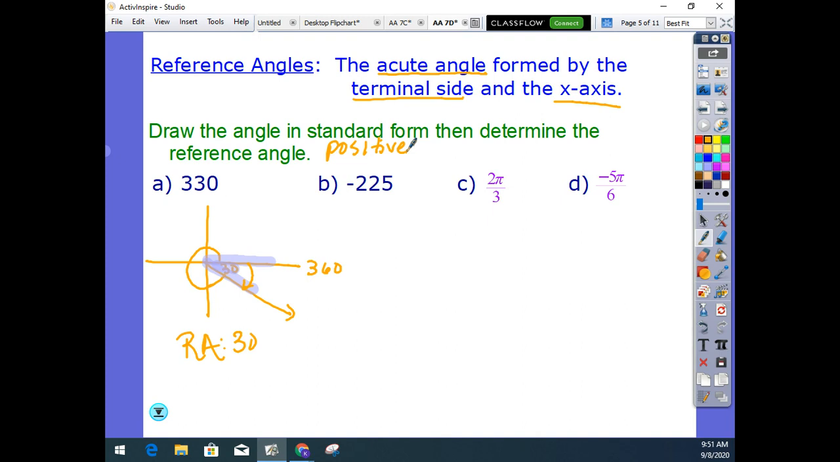Okay. All right, remember when drawing a negative angle, you're going to start at 0 and go backwards. Negative 90, negative 180, right through here. If this is negative 180 and this is negative 225, you just want that acute angle between the terminal side and the x-axis, so you just subtract.